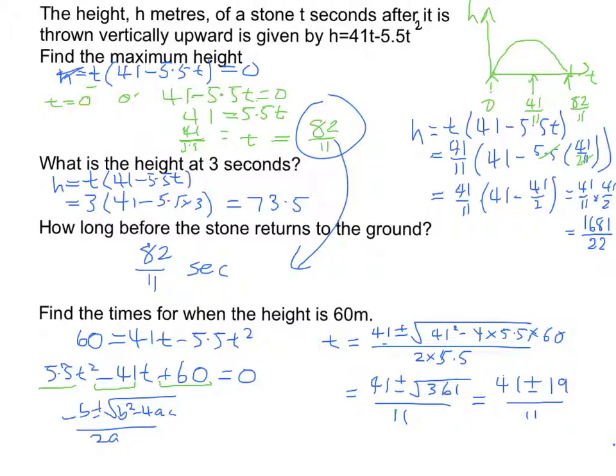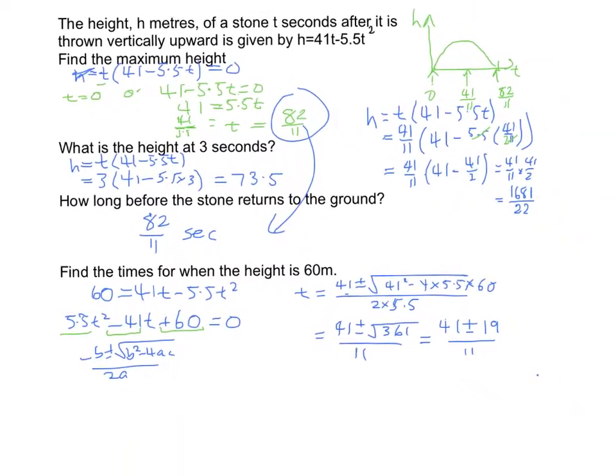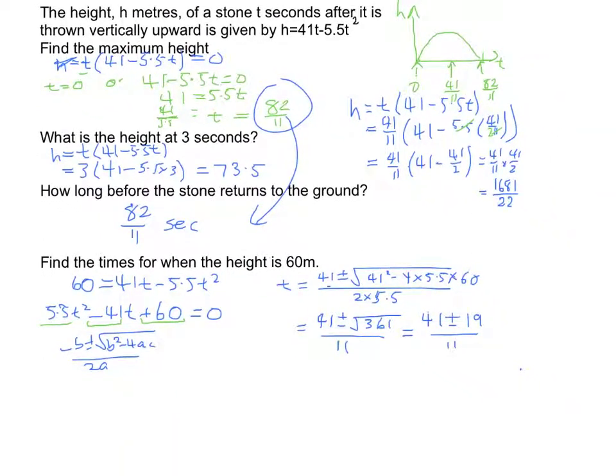And let me just shrink this a little bit, fit the final answer in. So that will be equal to either 41 plus 19, which is 60 over 11, or 41 take away 19, which will be 22 over 11. So that will be the two times for when the height is at 60 meters.